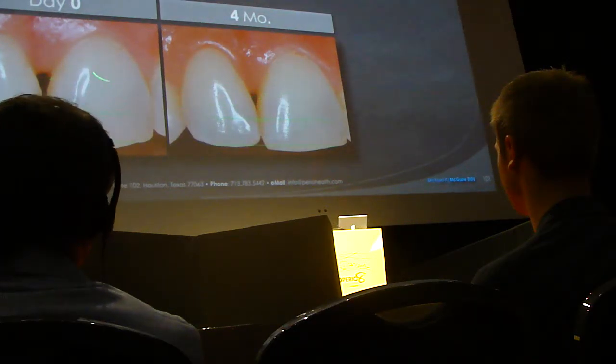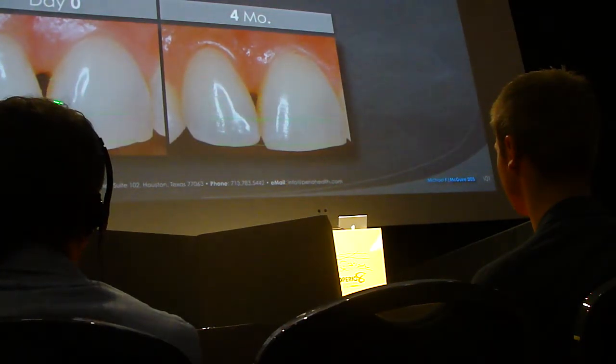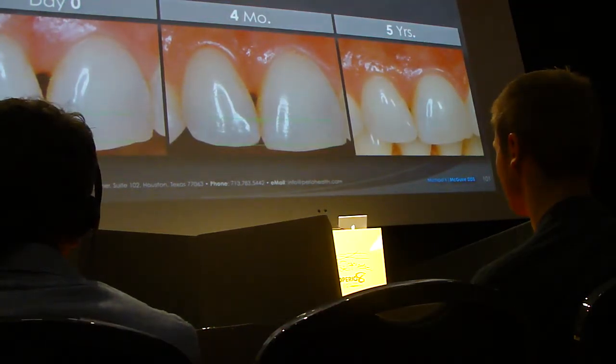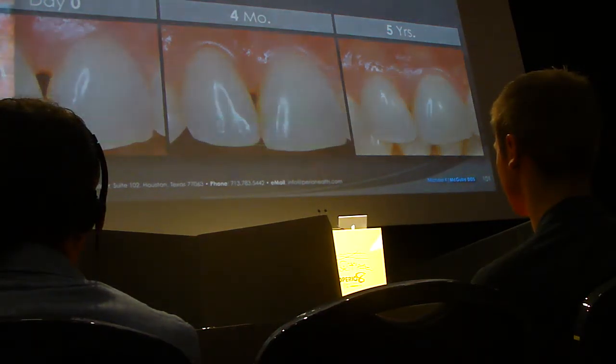Here it is at 4 months. At least I can see a clear difference here. How about longer? What happens over time? Here's that same patient at 5 years. No more injections. Just this dynamic protein delivery system continues to produce collagen, closing down the furcation.